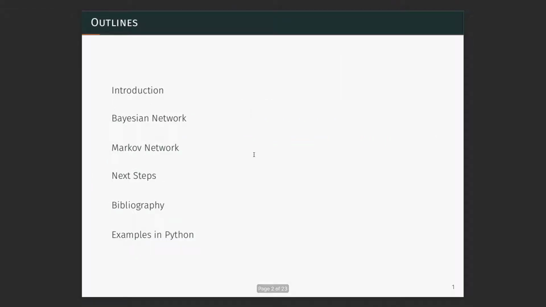So the outline of the presentation will be first the introduction, then we will talk about Bayesian networks, Markov networks also. For those who are interested in these topics, I'll give you some good information you can check in the next steps, the bibliography, and later we're going to see an example in Python.